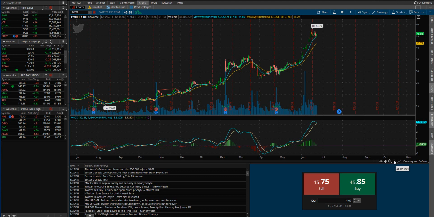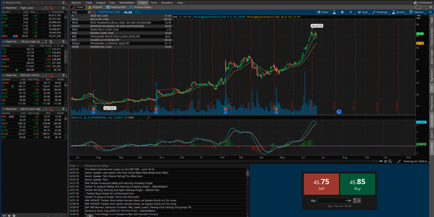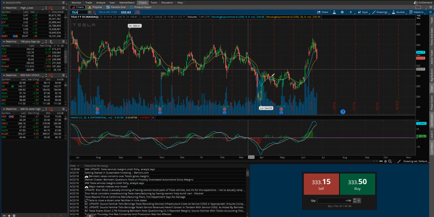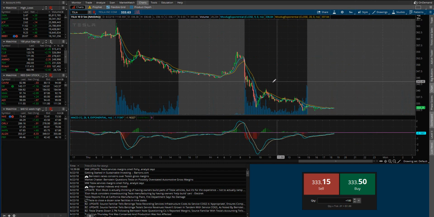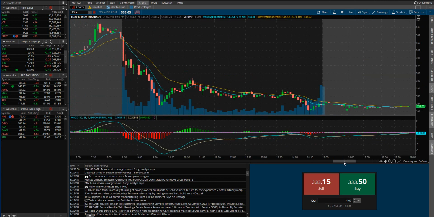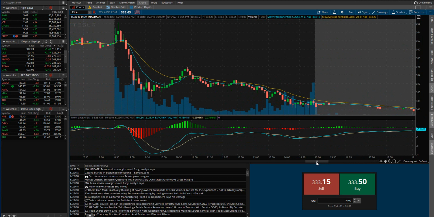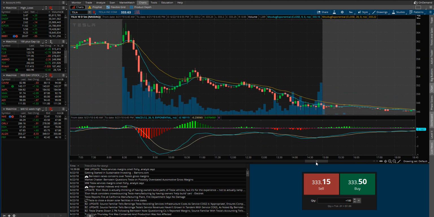So next, let's talk about a bullish divergence. And we are going to jump over to Tesla. And I'm going to change my chart. Let's see. All right.